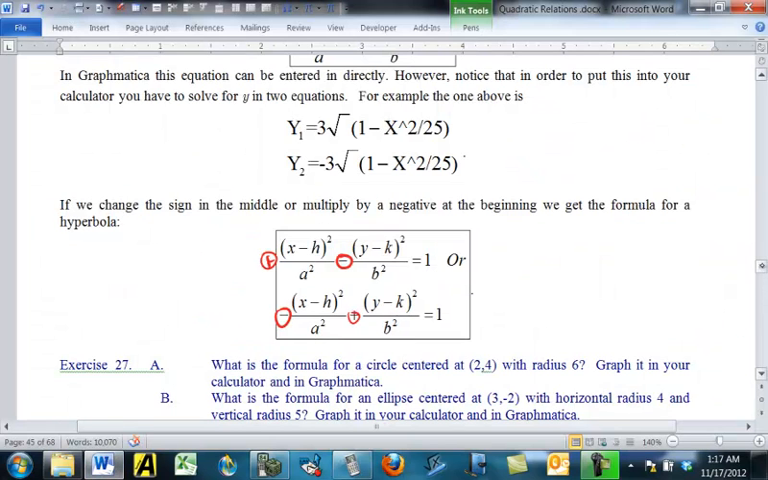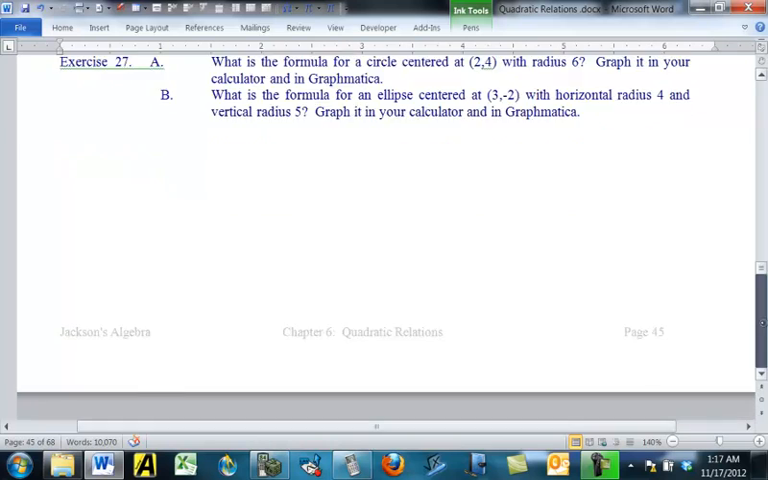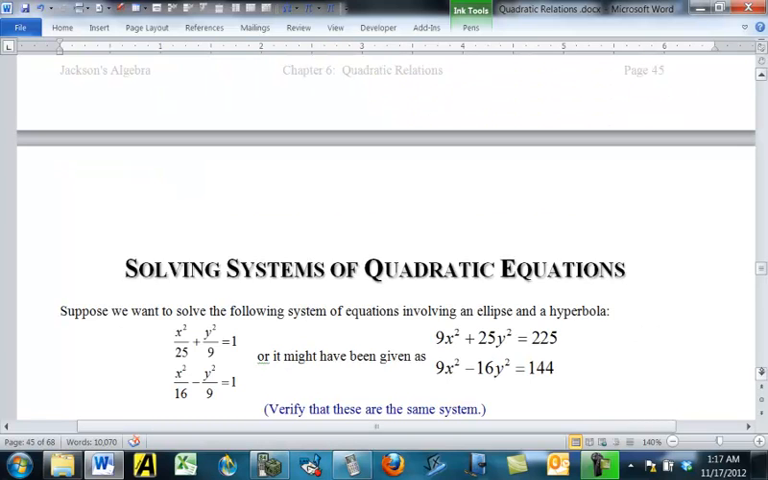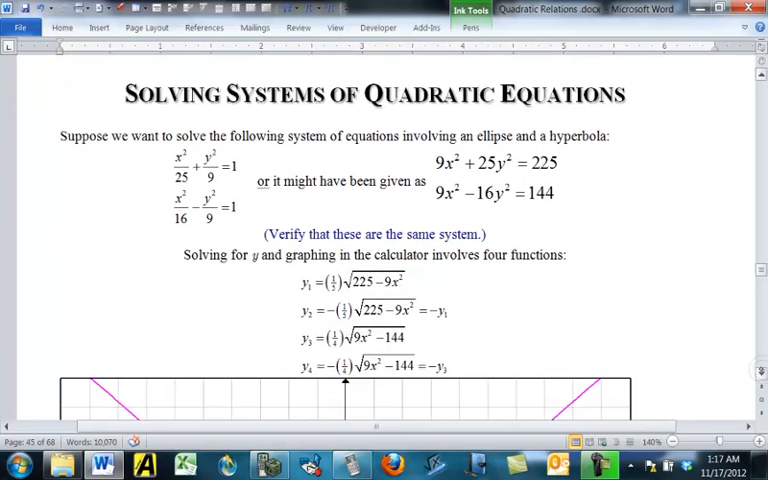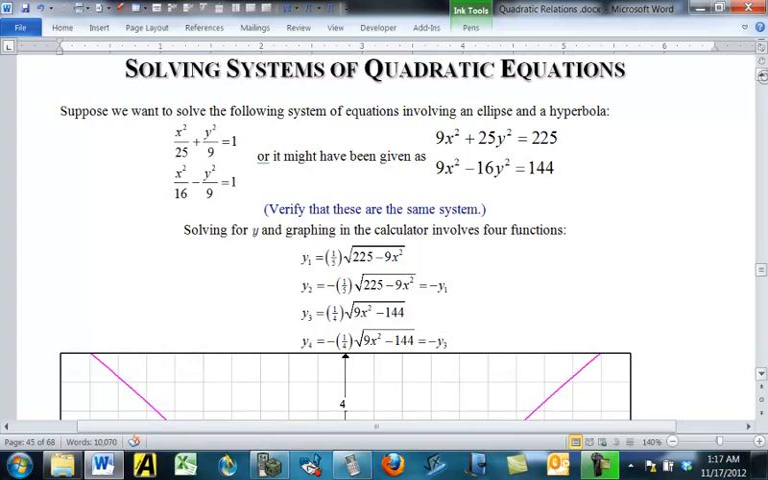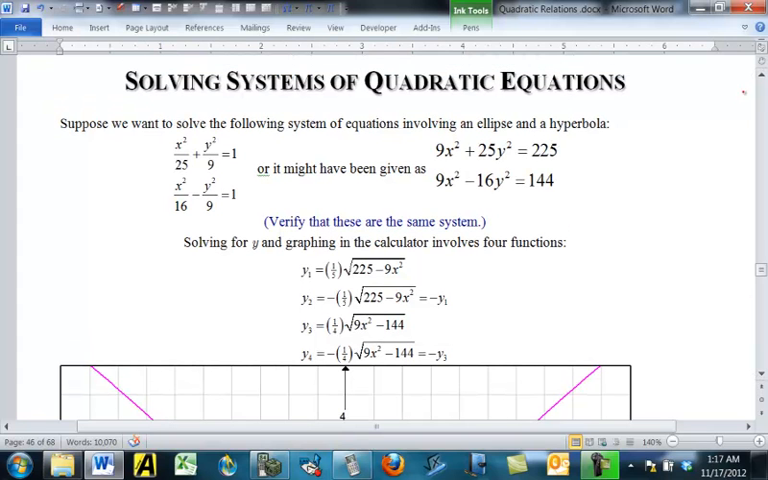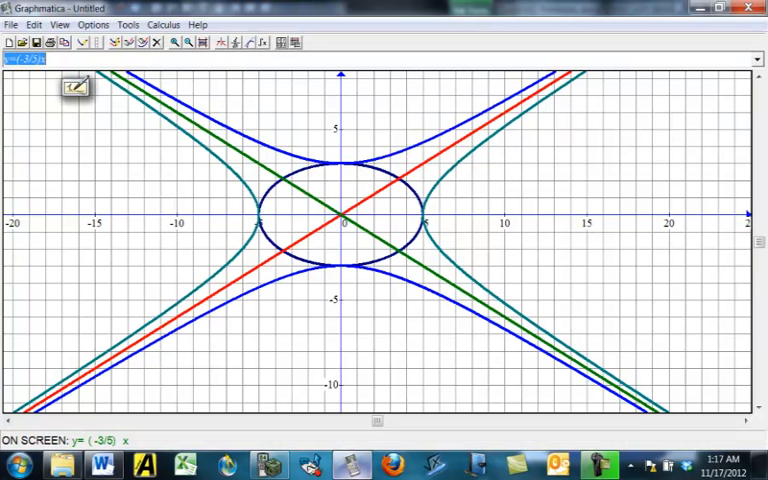Okay, so we're not going to really do a whole lot with this, but I did want to at least show you what that looks like. And if you have systems of quadratic equations, systems of equations with these kinds of quadratic relations, like these two here, well, let's graph them.